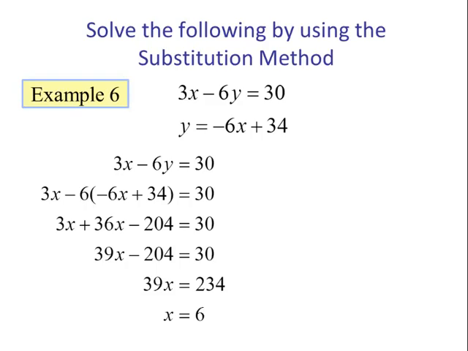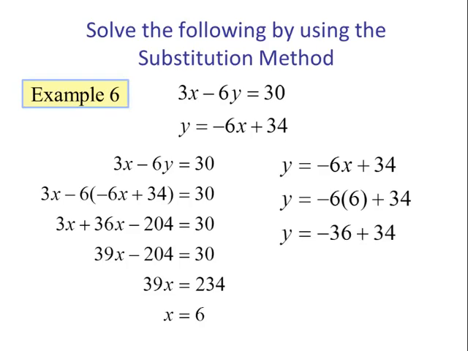So our next step is to take either original equation, and everywhere we see an x, substitute a 6. It's going to take the least amount of work if we use the second equation. So we have y equals negative 6x plus 34, or we have negative 6 times 6 plus 34. So now we have y equals negative 36 plus 34, which gives us a result of negative 2 for y. So the solution to this system is 6 comma negative 2.